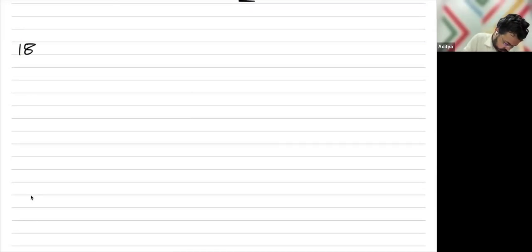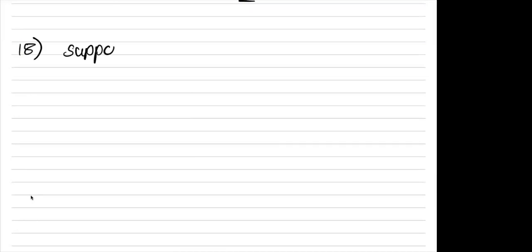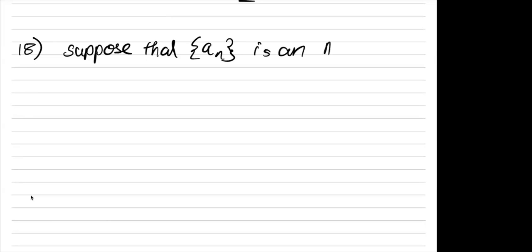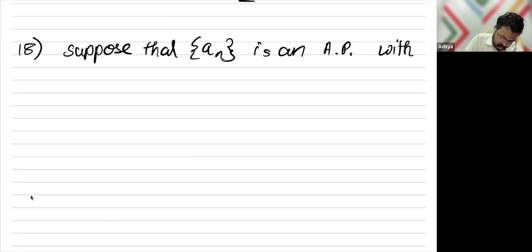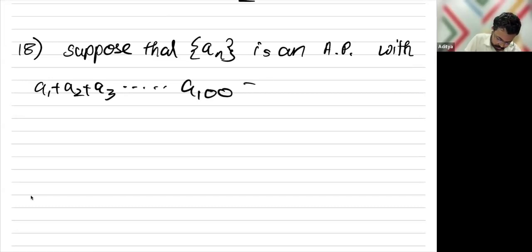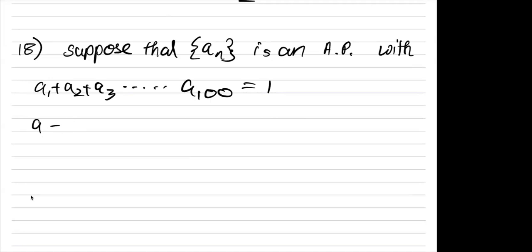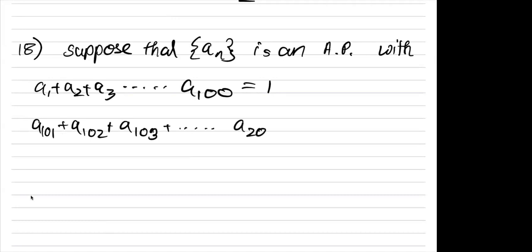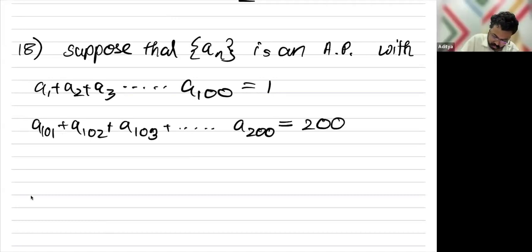Okay, try the next question, which is question number 18. Suppose that a_n is an AP with a1 plus a2 plus a3 dot dot dot all the way up to a100 is equal to 100. And the next 100 terms, a101 plus a102 plus a103 dot dot dot all the way up to a200, is equal to 200. This first one is 100, the second one is 200. Find a2 minus a1.